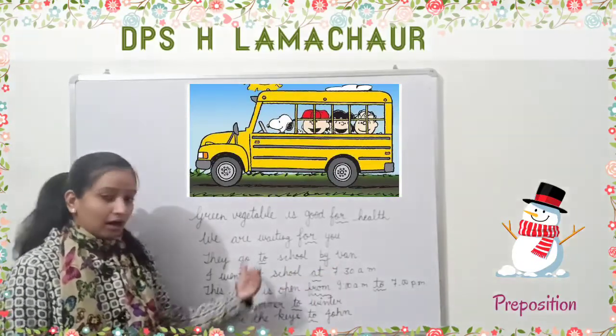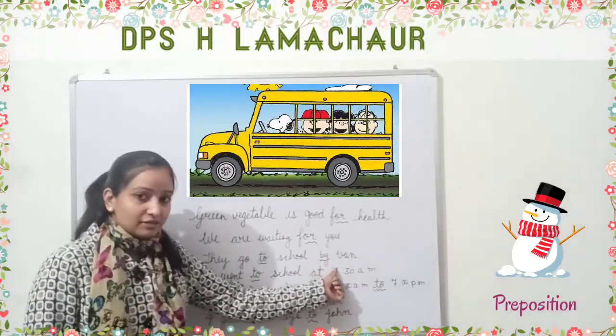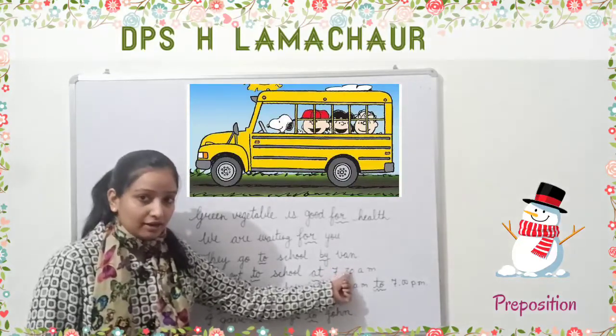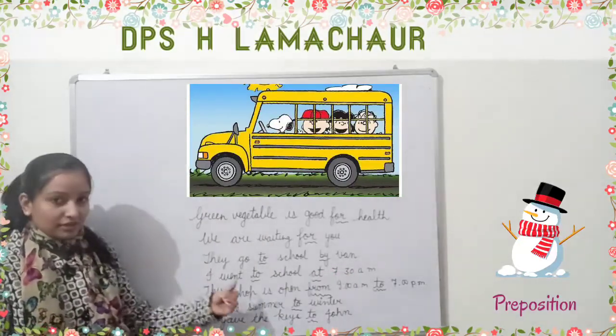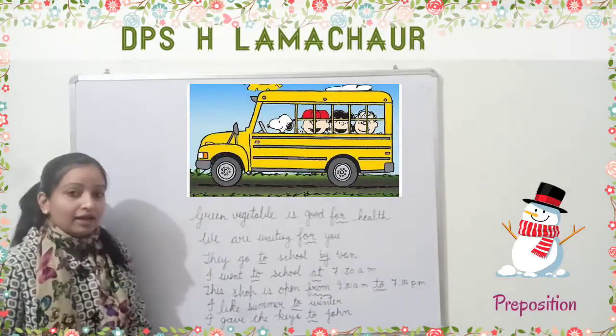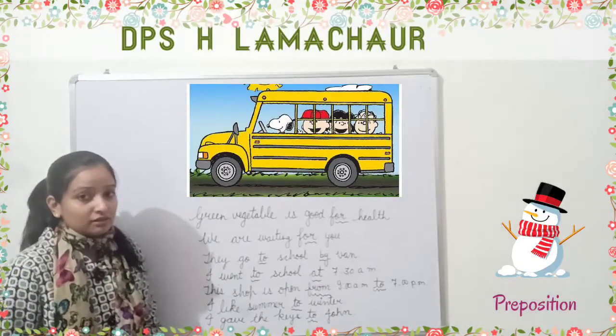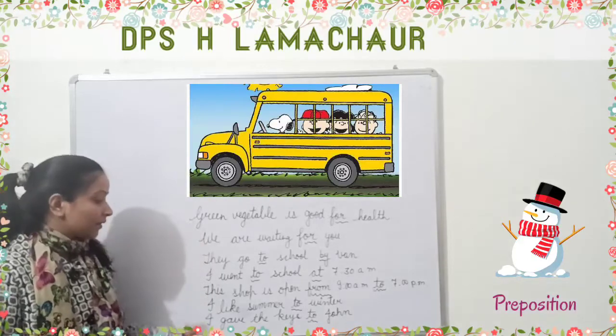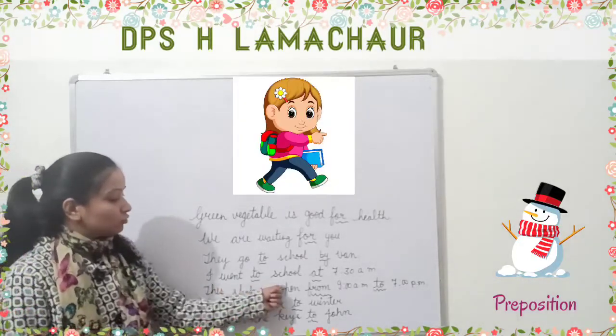How has the action been done? By when? In such a case, we use by to show who did it, and by whom the action has been done. Now next is, I went to school.